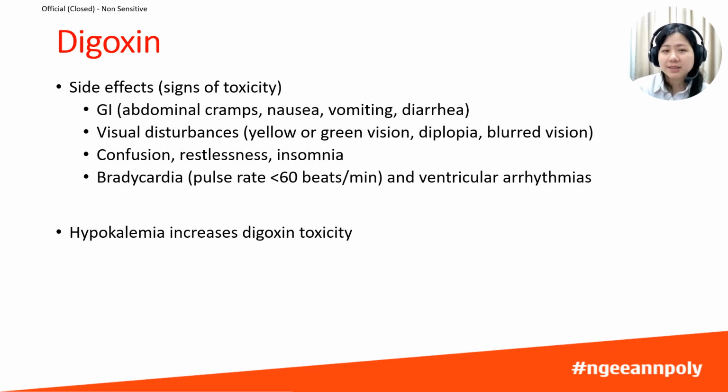Hypokalemia, or low potassium levels, increases digoxin toxicity as well, because digoxin and potassium compete for the same binding site on the sodium-potassium ATPase pump in the heart muscle cells. So when potassium levels are low, digoxin can more easily bind to the pump and exert its effects.